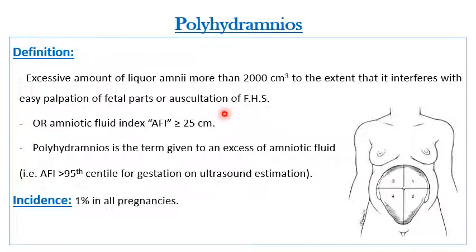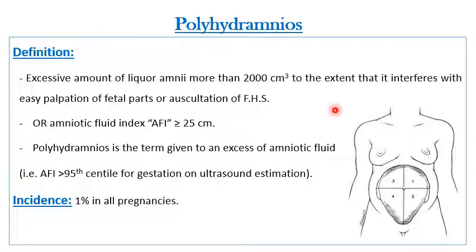Again, another definition by ultrasound: amniotic fluid index more than 25 centimeters. If you remember, we mentioned amniotic fluid index in the biophysical profile. Here is the uterus and the fetus, dividing the amniotic cavity inside the uterus into 4 quadrants: 1, 2, 3, 4. We take the deepest vertical pocket inside each one, and the summation of the 4 pockets equals the amniotic fluid index. It normally ranges from 8 up to 15.